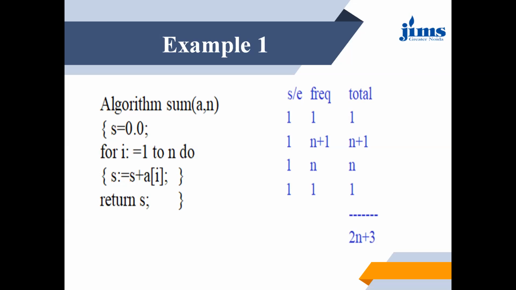Suppose we want to do the summation of an array. So this is the algorithm, Sum(a, n). What do we initialize? We initialize s equals 0.0. Now we take a loop for i equals 1 to n. What is n? n is the size of the array, and we want to sum the elements of the array. So s equals s plus a[i]. Loop close and return s. Right? So in this manner we can show it.